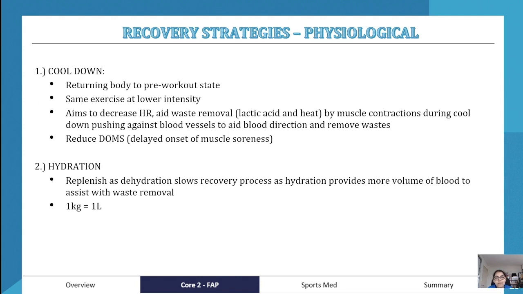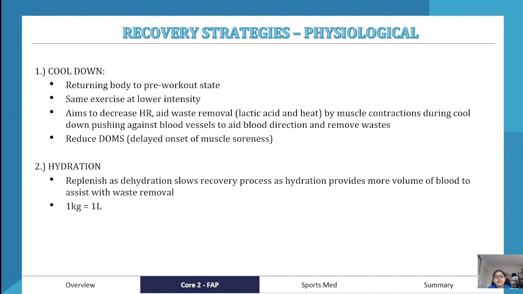So firstly, cool down. Cool down is done to return the body to its pre-workout state. You do the same exercise like warm up, but at low intensity. This aims to decrease the heart rate, and it also helps with waste removal like lactic acid and heat, by muscle contractions during cool down, which push against blood vessels to aid blood direction and remove waste. It also reduces DOMS, which is delayed onset of muscle soreness, and that can happen if you don't cool down after exercise. The lactic acid remains, takes longer to disperse, and that can lead to soreness the next day.